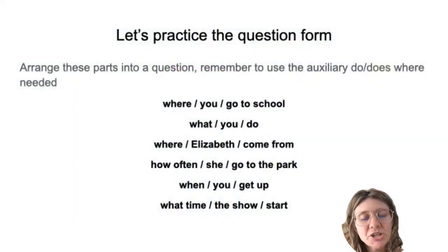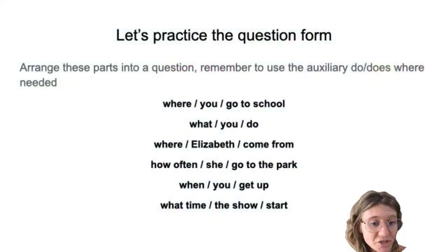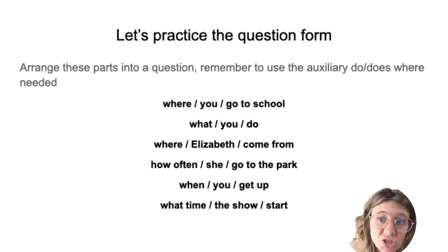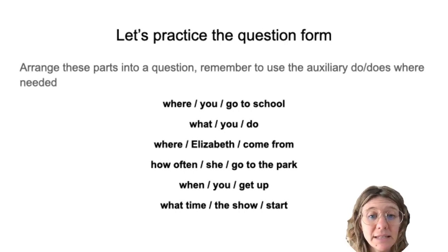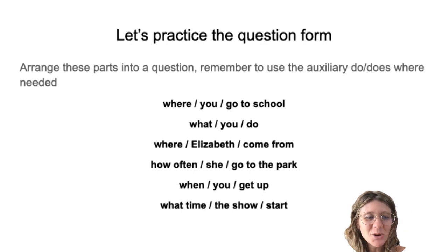Okay, we're going to do a little bit of practice now with the question form. So again, arranging these parts into a question, remembering the auxiliary do or does wherever it might be needed. So again, you'll pause the video after I read through these, and then you'll decide what the answers might be.